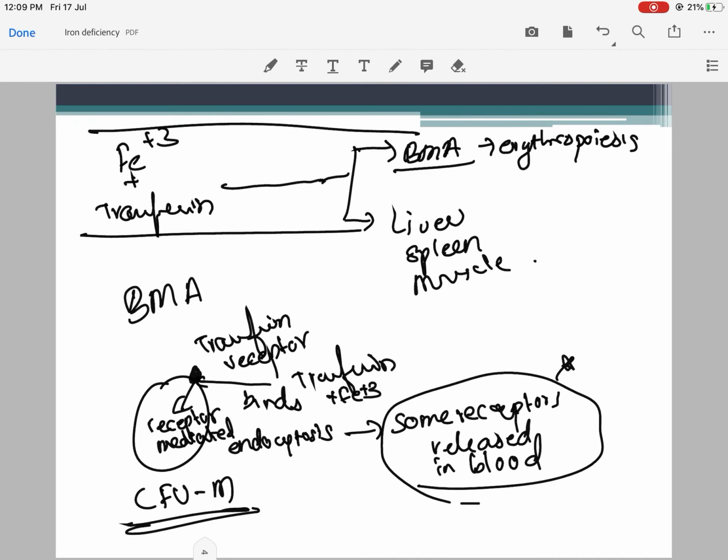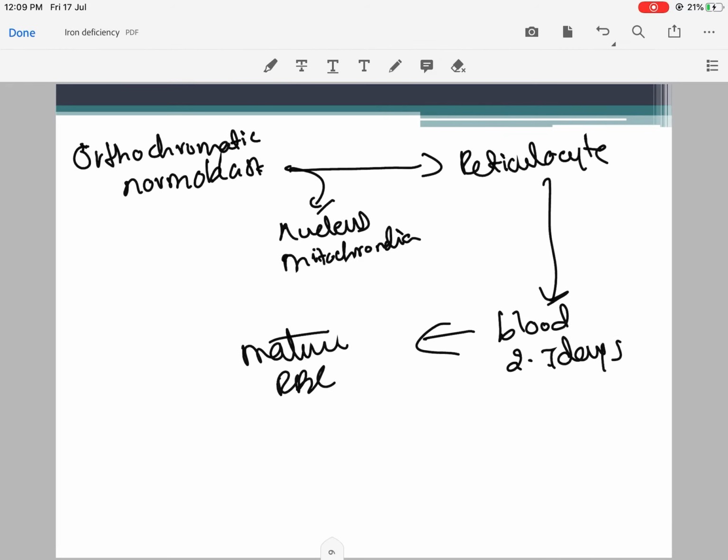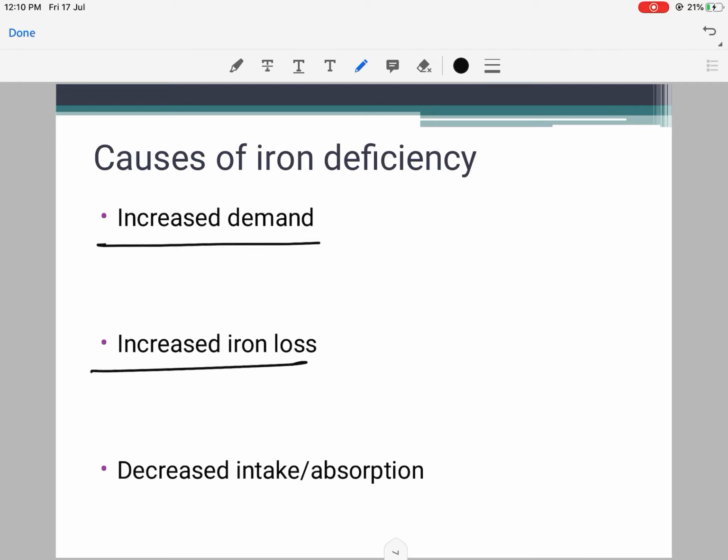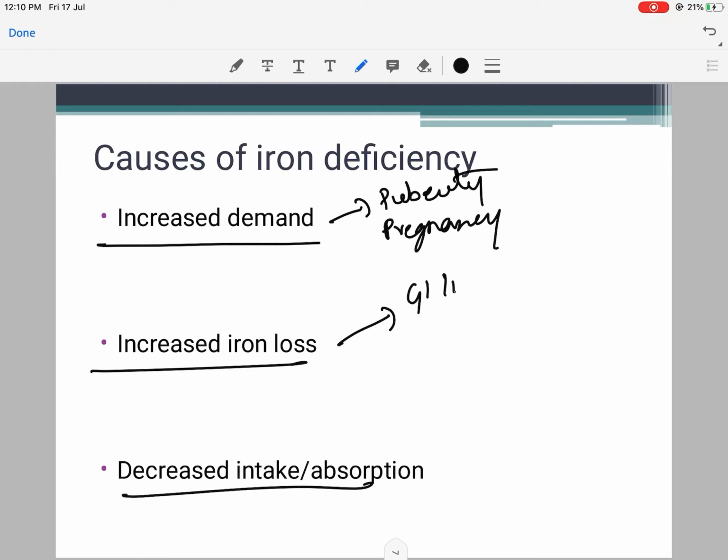For production of RBCs, based on that, we can divide the causes of anemia. For any nutritional deficiency, you can divide the causes as increased demand, increased loss, and decreased intake. Increased demand, when RBC production is increased, could be due to rapid growth, that is during puberty or maybe during pregnancy. Okay, for increased loss, the most common is GI loss.